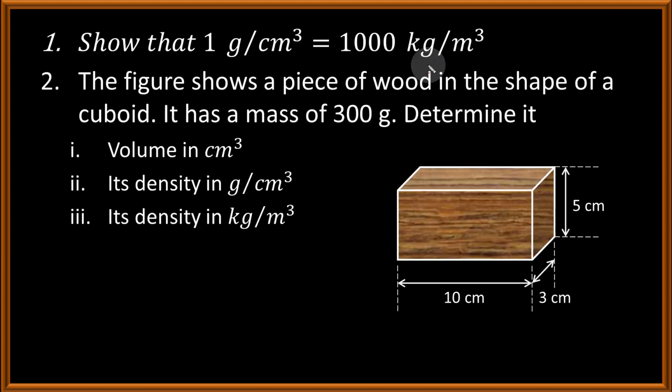So let's look at this question here. Question number 2, where you're given that the figure shows a piece of wood in the shape of a cuboid. It has a mass of 300 grams. Determine 1, its volume, 2, its density in grams per centimeters cubed, and 3, its density in kilograms per meters cubed. So let's go right ahead and do exactly that. The first one is to determine its volume.